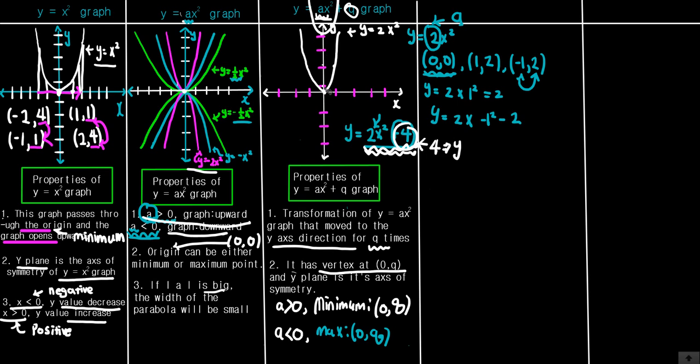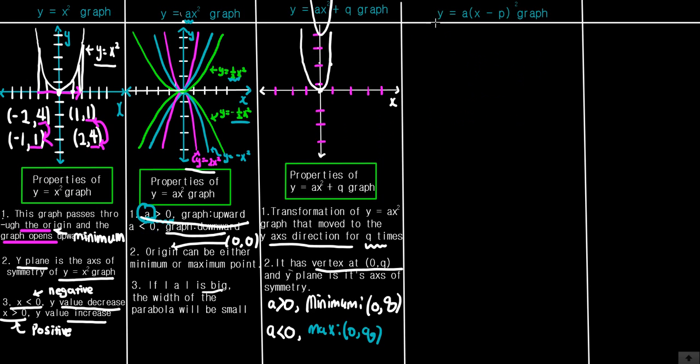These are the same shape, but the difference between the two is that this graph moved the y equals 2x squared graph 4 units in the positive y-axis direction. So that's what the graph of y equals ax squared plus q means. And let's talk about the next graph.